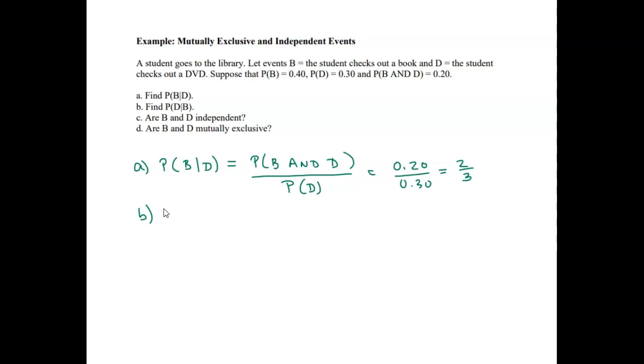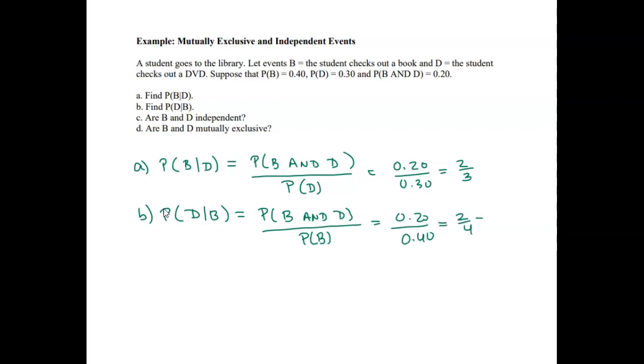All right, let's look at the next one. Probability of D given B. Now this is not the same as the probability of B given D. So this is going to be probability of B and D divided by the probability of B. It's divided by the probability of the condition. All right. So we have B and D is 0.20. Probability of B is 0.40, so this is 2/4 or 1/2.